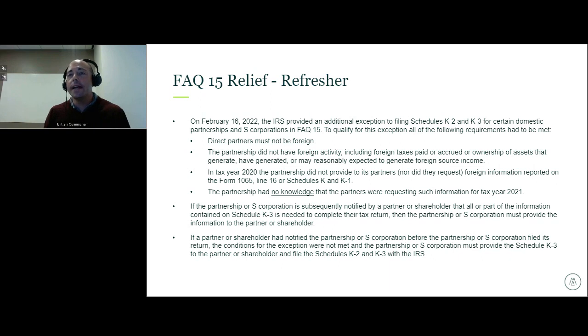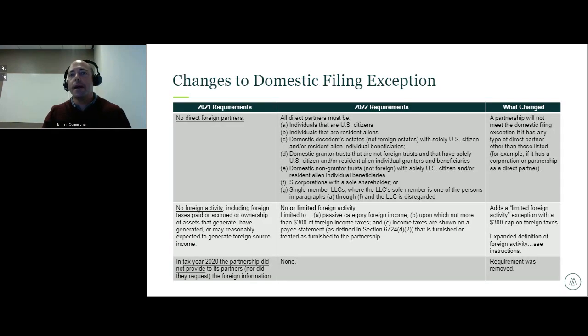In 2020, there was a look-back rule that said you had to look back to 2020, and the partners had to not be requesting the information that would have been provided with the 2021 K-3. And then finally, the partnership had to have no knowledge that the partners were requesting the information for the 2021 tax year, which was the last filing year. So we're going to do a little comparison here on the slides between what I just said, which is the 2021 requirements, and what we have now in the draft instructions.